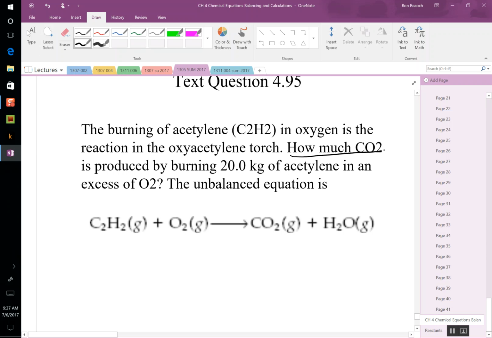Okay, this is 4.95 in the text. We won't do this problem, but let's just look at it. We've got 20.0 kilograms of acetylene. This is acetylene right here. And what's the question? How much in grams of CO2 is produced by burning 20 kilograms of acetylene?